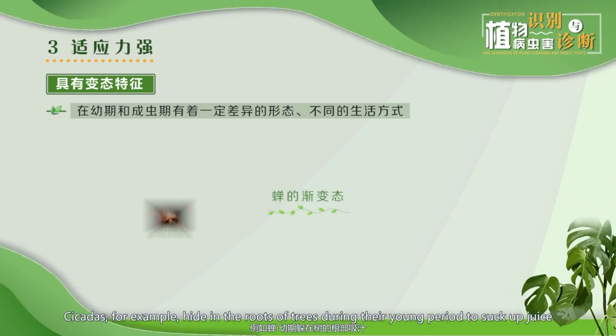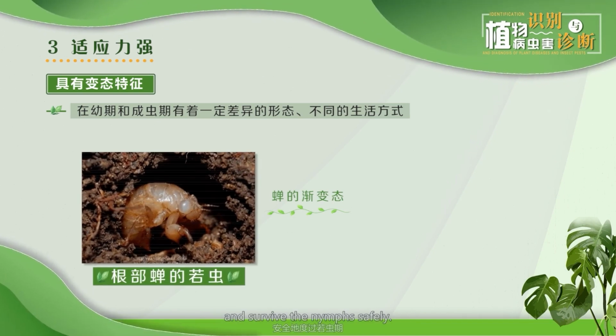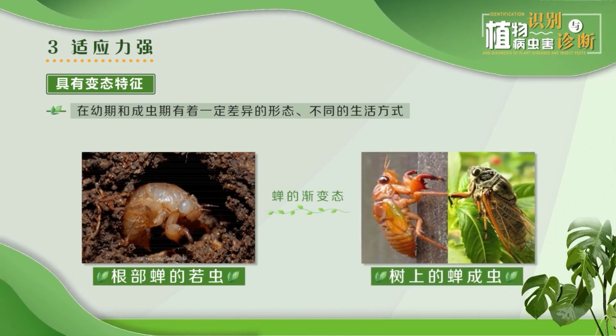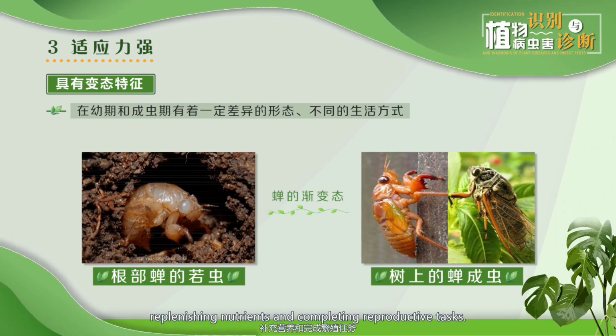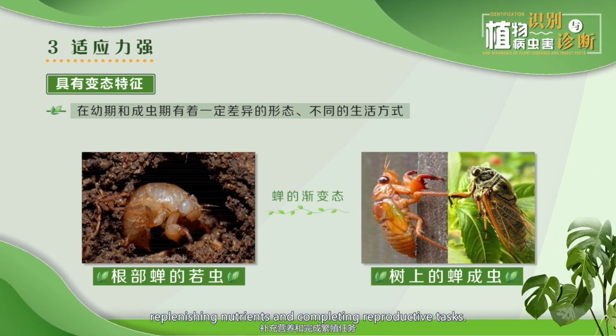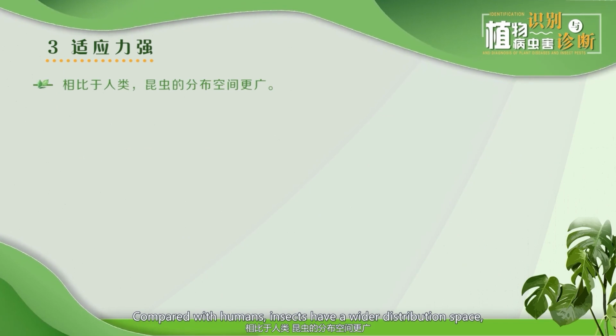Cicadas, for example, hide in the roots of trees during their young period to suck up juice and survive the nymph stage safely. The adult stage stays on the trunk and branches, replenishing nutrients and completing reproductive tasks. Compared with humans, insects have a wider distribution space.